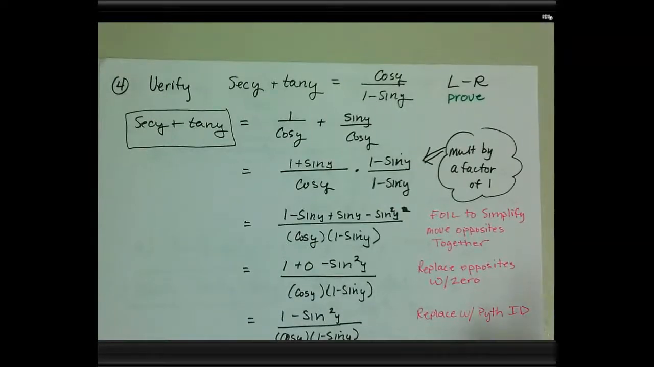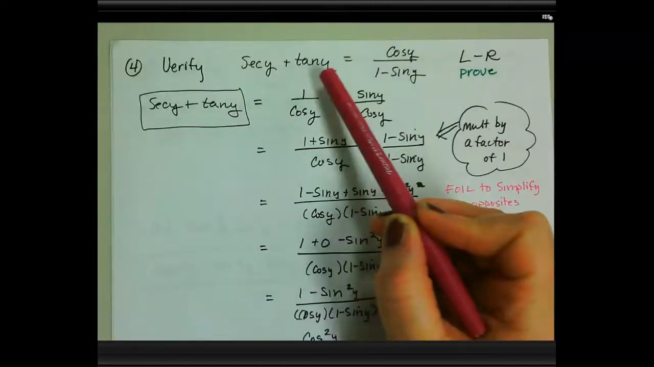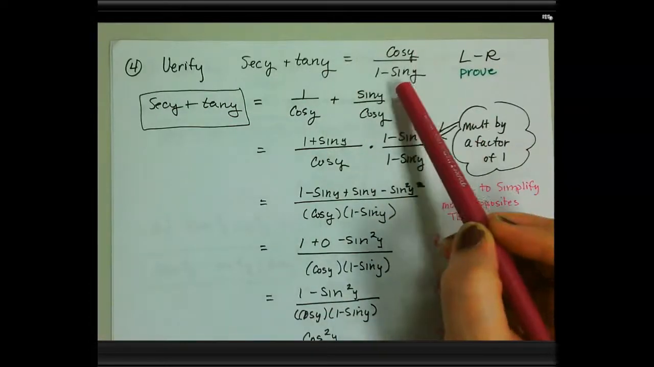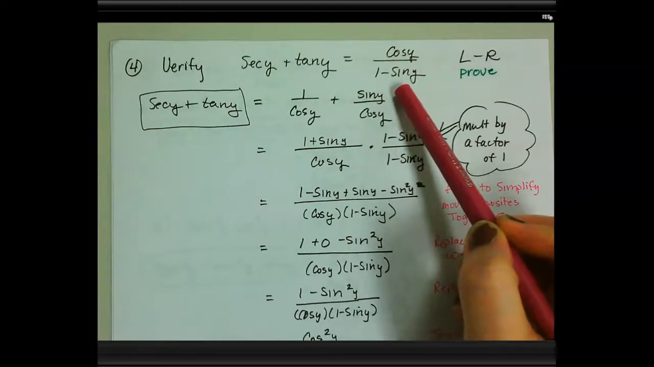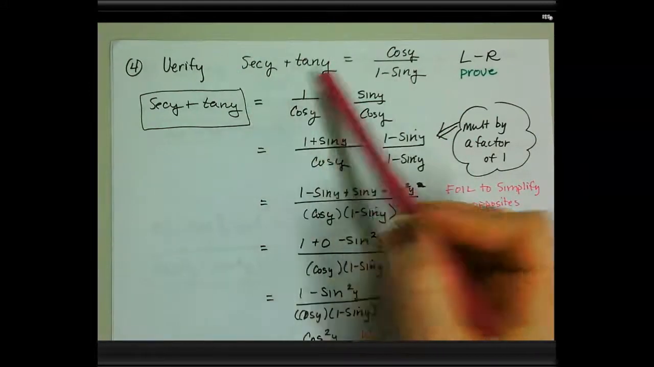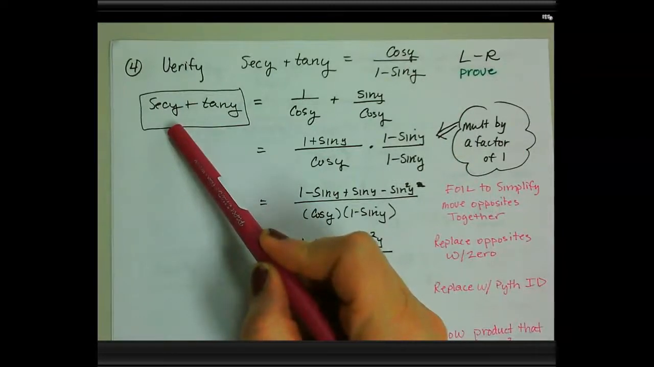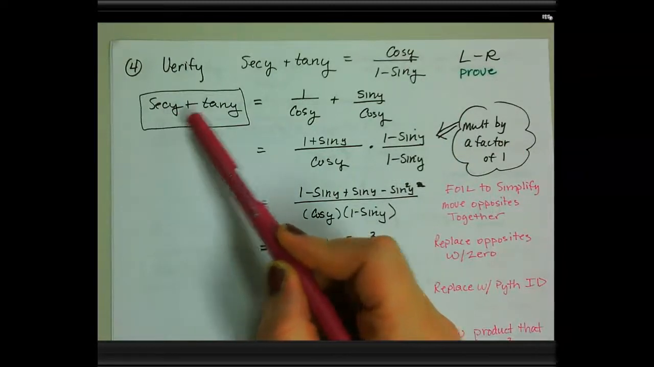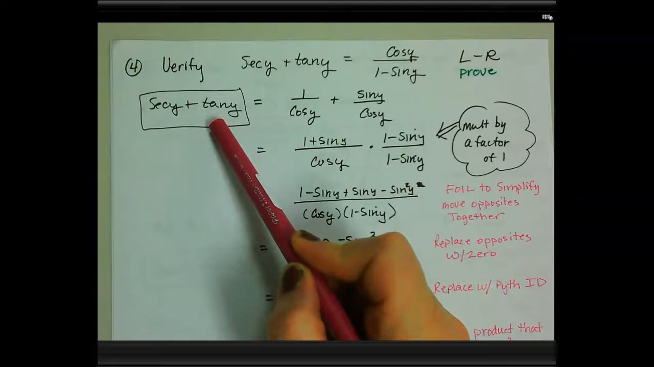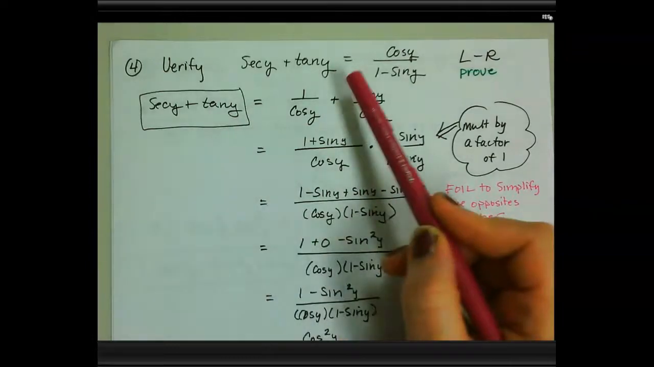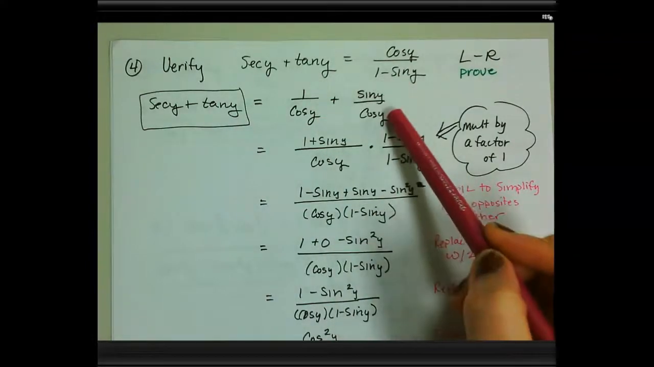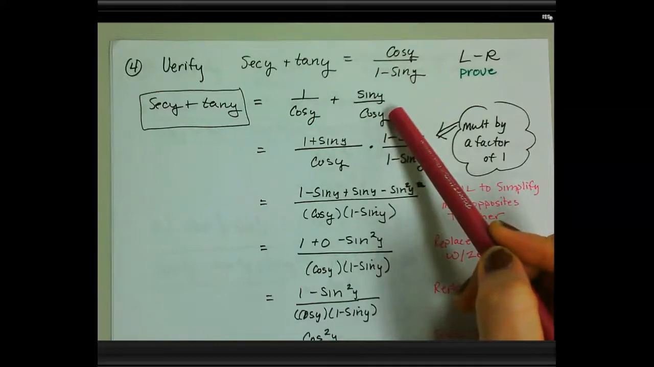So on 4, we're doing secant y plus tan y equals cosecant y over 1 minus sine y. So there's two separate pieces here, so that's why I'm proving left to right. So I write down what it is I'm proving. I'm doing secant y plus tan y. And then I am going to use a reciprocal and a quotient at the same time. Those are both similar in style, so you can use those in the same step.